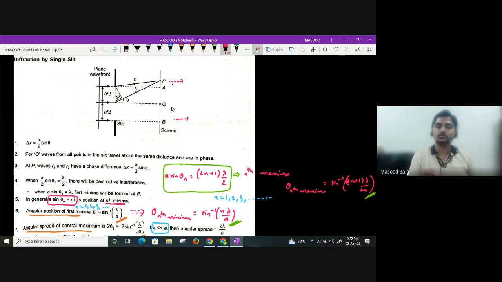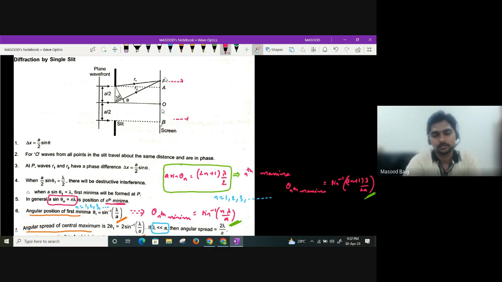Why I have not taken n is equal to 0 is that here we define the central maxima with regard to first minima. If first minima is here, and also on the opposite side first minima is there, it means from here to here you have the complete spread of central maxima. So here I am defining central maxima with the positions of first minima. That is the reason I am not writing n is equal to 0 anywhere.